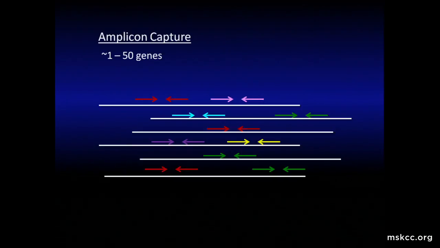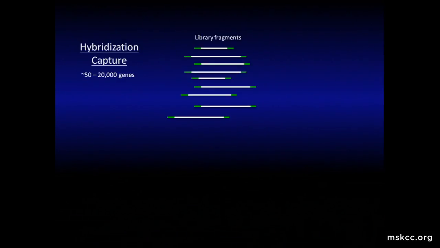So an amplicon capture assay is good for when you're looking for information on 1 to 50 genes, but really not more than that, because you just do not have the power to get that kind of information. With hybridization capture, however, you can do anywhere from 50 to 20,000 genes in just one assay, but that's going to take a longer time.